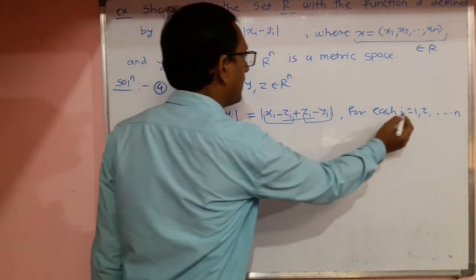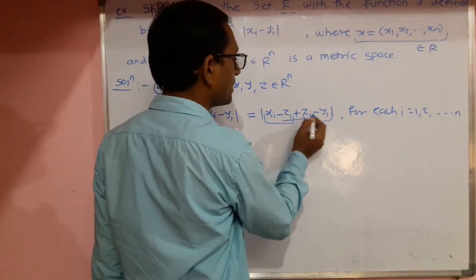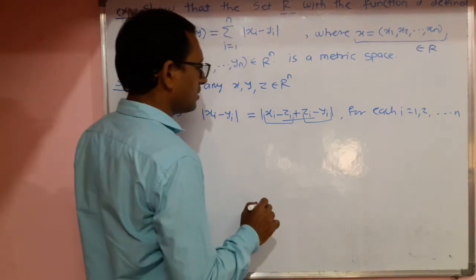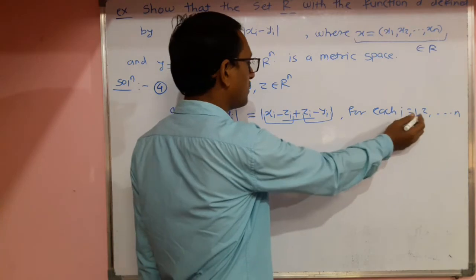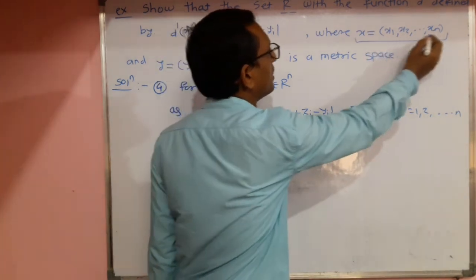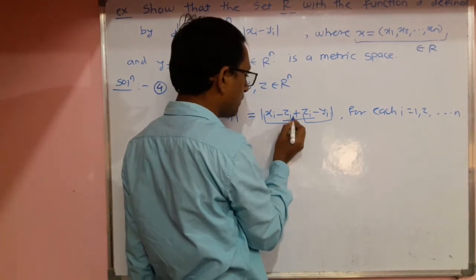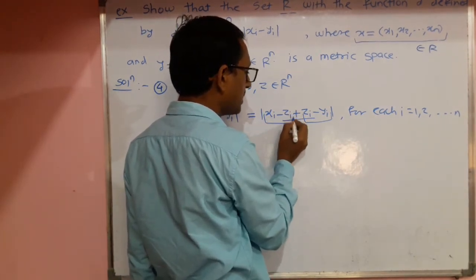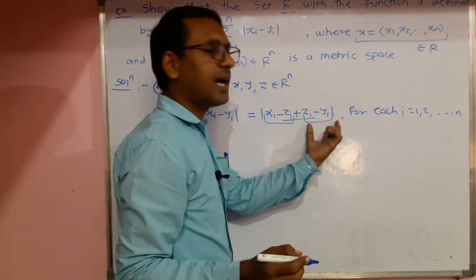So for i equal to 1, this difference is mod of x1 minus z1 plus z1 minus y1, and similarly for the others. So I want to use the modulus property. For each i equal to 1 to n, in this order n tuple every component is a real number. So the first difference, a real number minus a real number, is again a real number. This one is a real number and this is another real number.